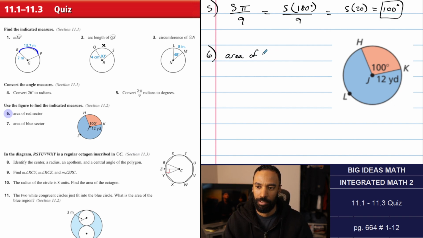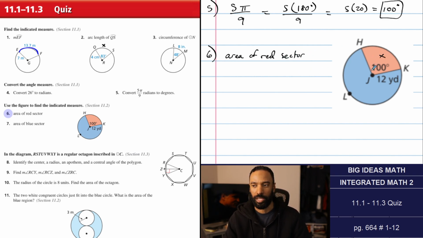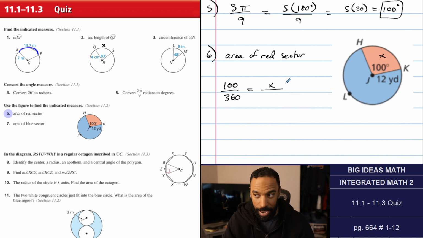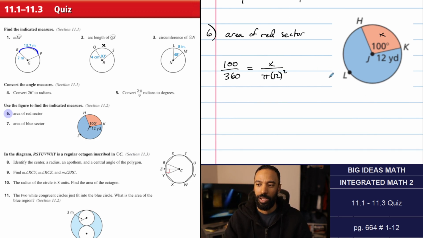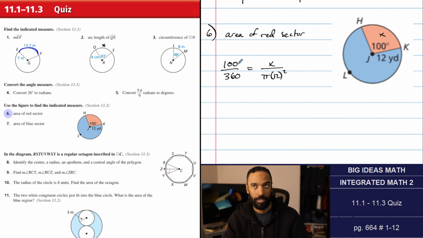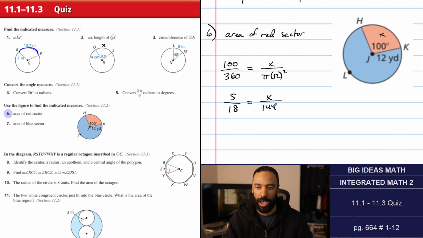Area of red sector. Now I am going to just call it X when I set this thing up. 100 degrees is your central angle. That's also the measure of arc HK. So whatever 100 is out of 360, our area of our red sector will be out of the area of the entire circle. Now a circle's area is pi r squared. So pi times 12 squared will get us there, as 12 is our radius. Let's clean this up a little bit just because we can. If I divide everything by, I guess, 20, I get 5 over 18 here. I just want to make something smaller because I'm able to. And this is 144 pi.